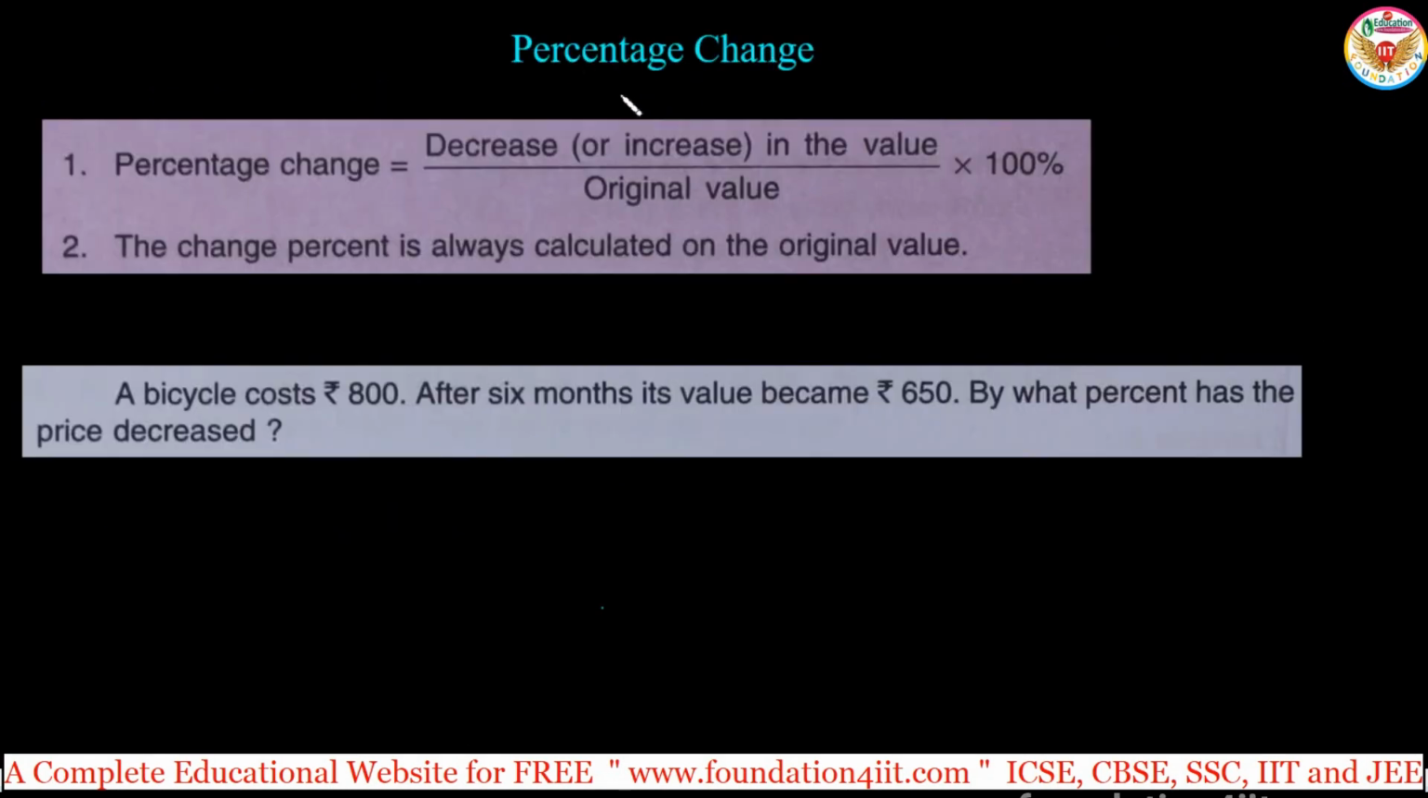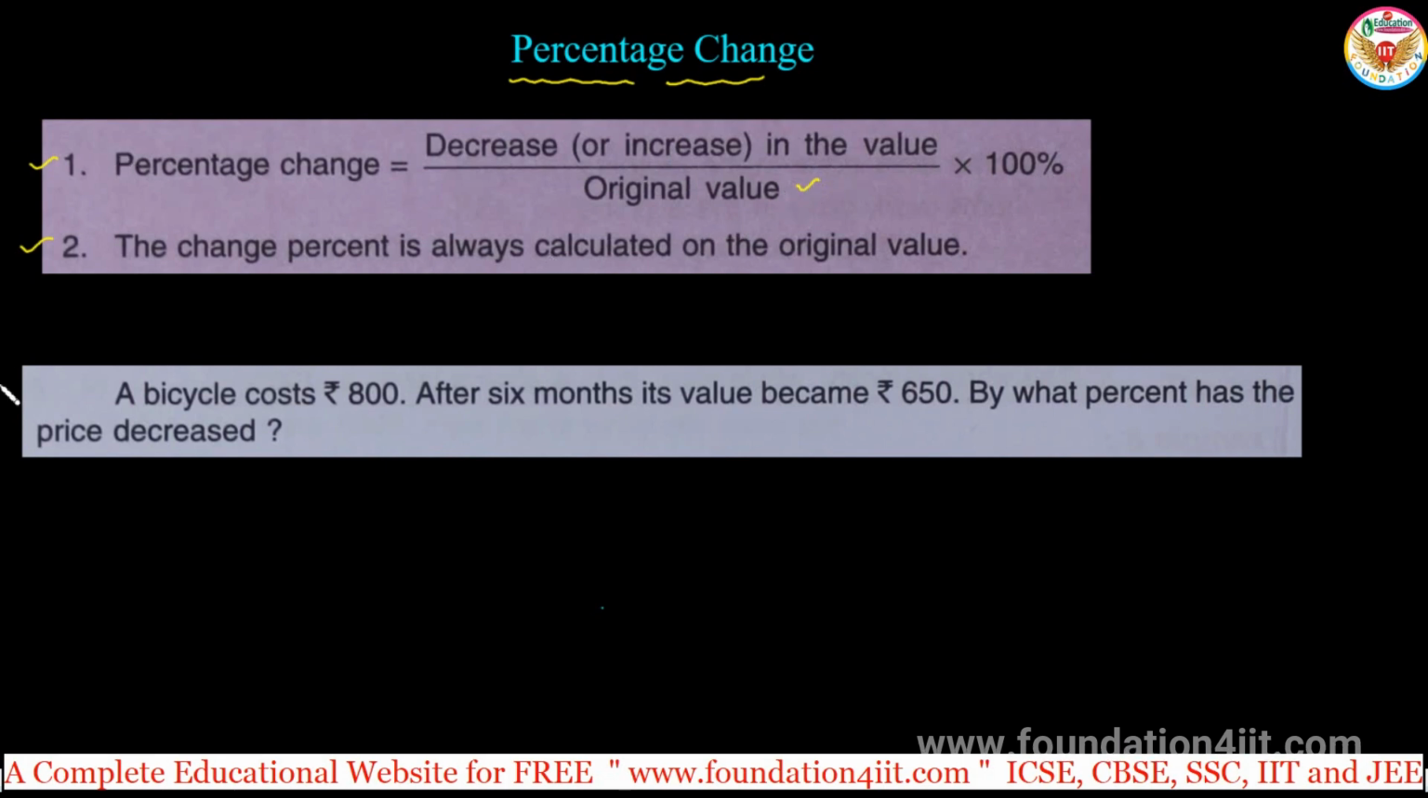Percentage change. In the percent and percentage chapter, we need to know one more formula. These two points, just remember to solve the problems. First, percentage change is either the decrease or increase in the value by the original value into 100 percentage. And the change percentage is always calculated on the original price only. So only the original value should be in the denominator place. How much it increased or decreased, that value should be in the numerator, by original value into 100 percentage. That is percentage change.